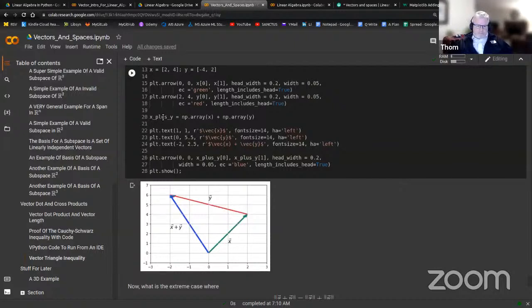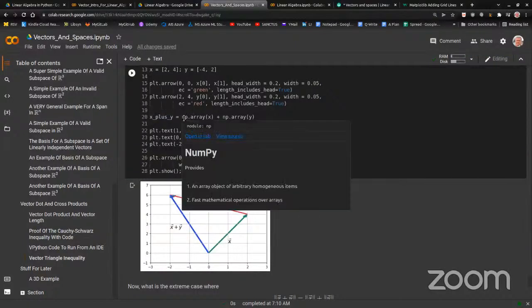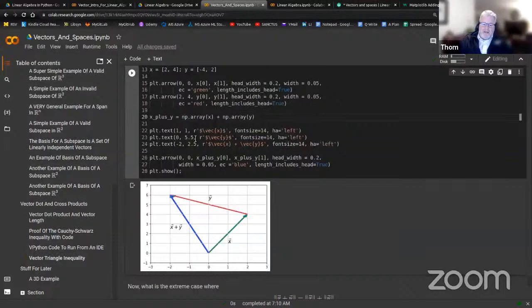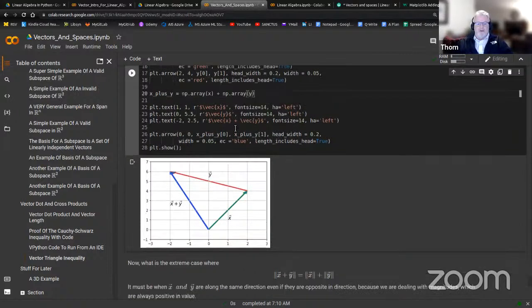And then I say X plus Y. And I just got lazy. That's all I did here. I'm just saying, I'll turn it into a NumPy array and then just add them. That's all I was doing. In fact, if I wanted to go back to a Python list, I could do this. But Matplotlib is really robust. It can deal with NumPy arrays, and it can deal with Python lists. So we're good either way.